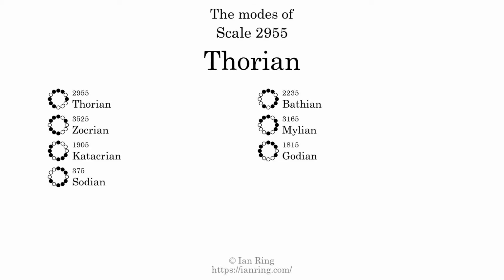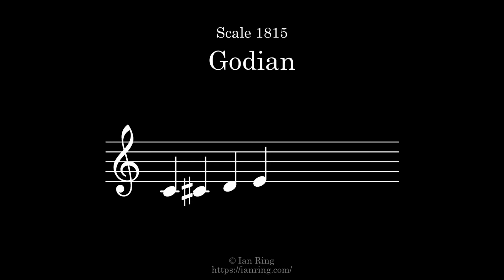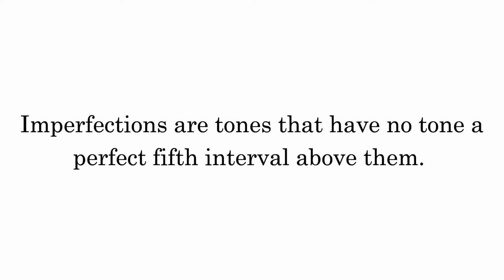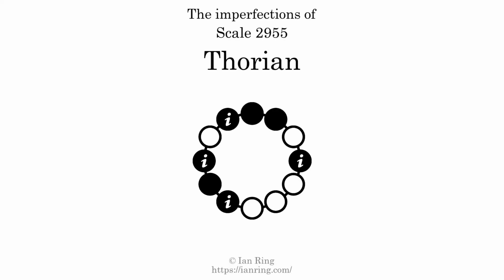The seventh and last mode is scale 1815, also known as Godian. It sounds like this. Imperfections are tones that have no tone a perfect fifth interval above them. This scale has 4 imperfections. They are at positions here, here, here, and here.